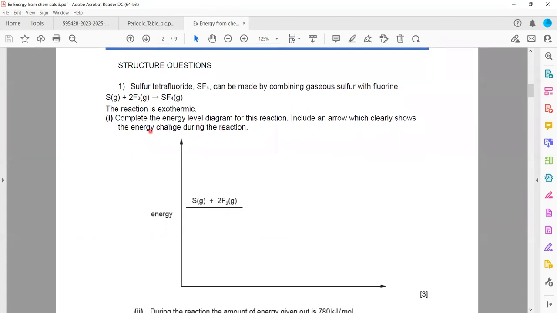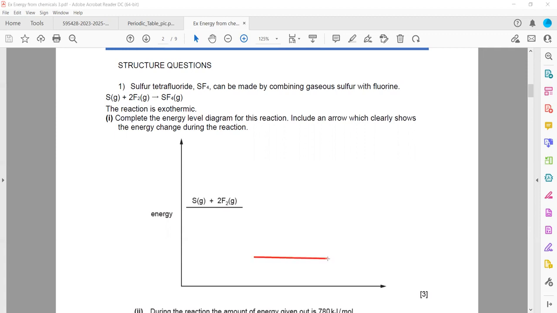The reaction is exothermic. We have to complete the energy diagram and include an arrow which shows the energy change during the reaction. So first we have the reactants, sulfur and fluorine, and they form SF4. Which one will have higher energy, reactant or product? The reaction is exothermic, so the reactant has high energy, and the product has low energy.